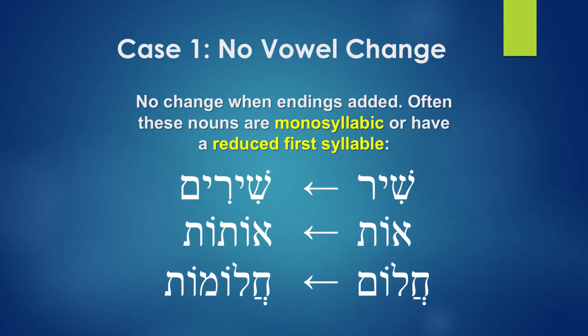Last example, you have the word chalom. Chalom means dream. If you want to say dreams, it becomes chalomot. So case number one, some Hebrew nouns are not going to change their spelling. And these are monosyllabic nouns, or they're going to have a reduced first syllable. For example, this last one, chalom, has a hatef patach under the first letter, and because of that, it's not going to change its spelling when it becomes a plural noun.